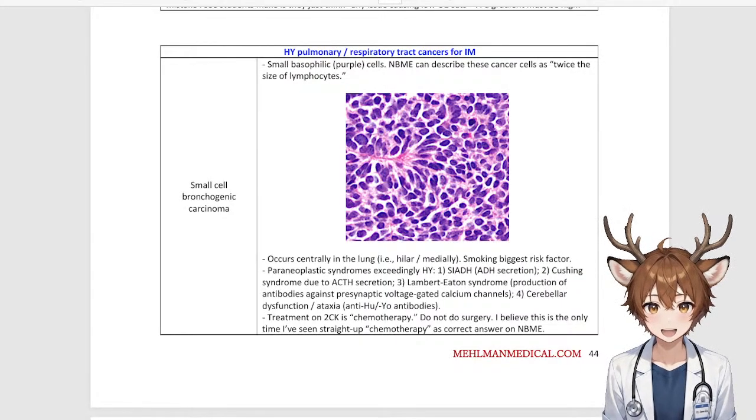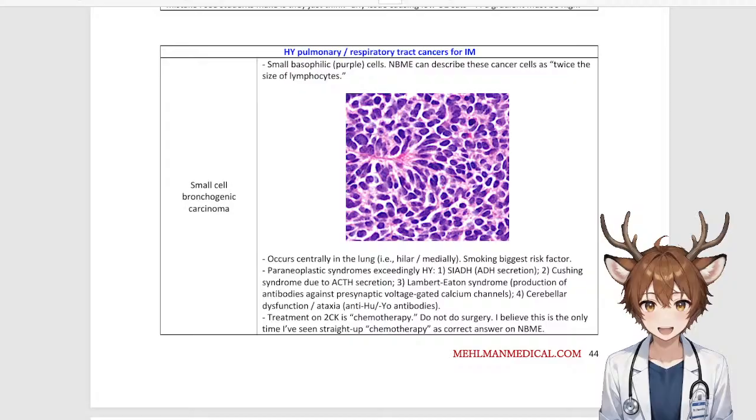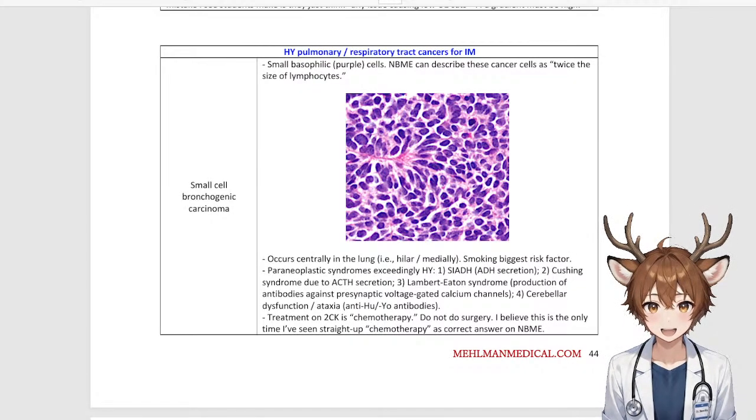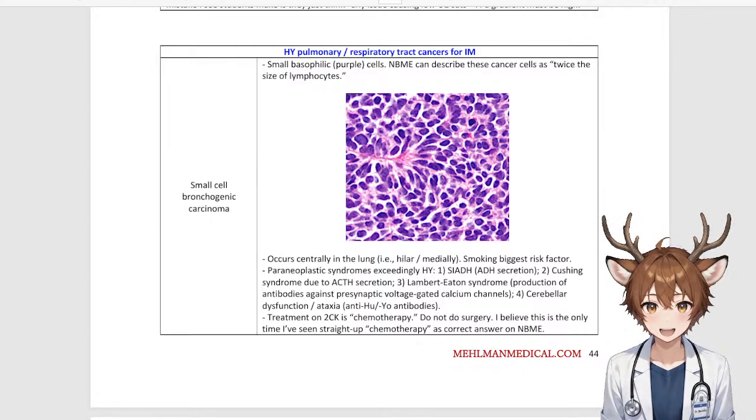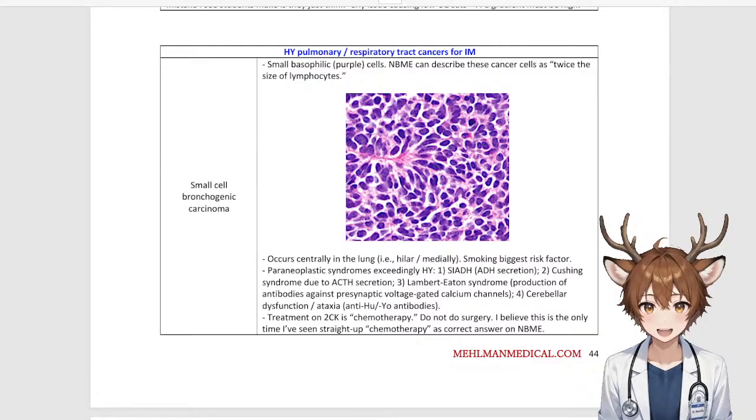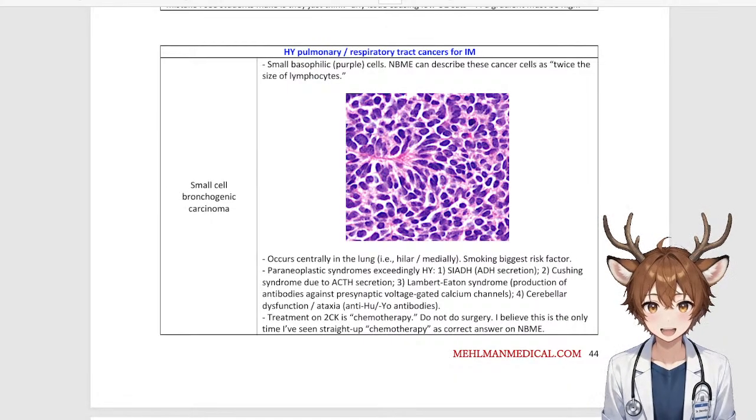High yield pulmonary respiratory tract cancers for internal medicine. So this is kind of a detour. Well, not exactly, it's a slightly different section. So we're talking about small cell bronchogenic carcinoma. Small basophilic purple cells, NBME can describe these cancers as twice the size of lymphocytes.